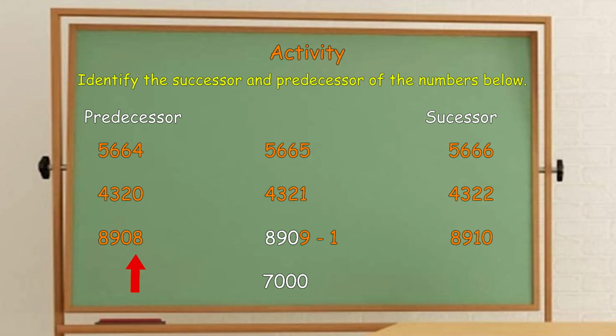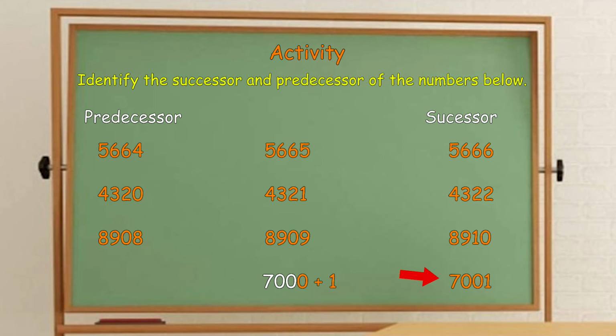Now let's do the final one. This one is a little tricky, but I'm going to show you how to get it correctly. We are looking at the number 7,000. If I were to ask you to find the successor for that number, you know that you just need to add 1. Again, we're looking at the 0, the last number. So if we were to add 1 to that number, that would give us 7,001. 7,001 would be the successor for 7,000.